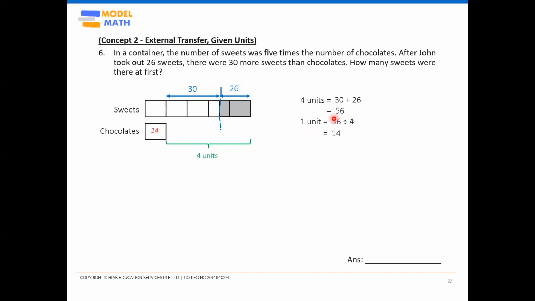Now, once you have found 1 unit, always read back the final question. The question now asks for sweets at first. So looking back at your model, ask yourself, where are the sweets at first? Is it just the white portion? Is it just the gray portion? Or is it the whole entire thing? Remember, at first is your whole 5 units. The whole entire thing is your sweets at first, and we can tell it's 5 units: 1, 2, 3, 4, 5. So sweets at first is 5 units, so just need to work out the value of your 5 units, which is 14 times 5, and that will be 70 sweets at first.